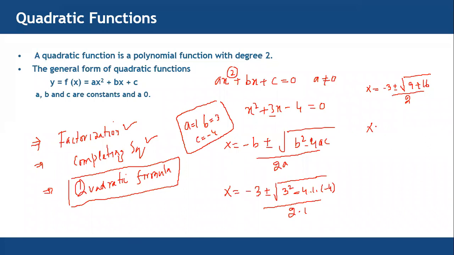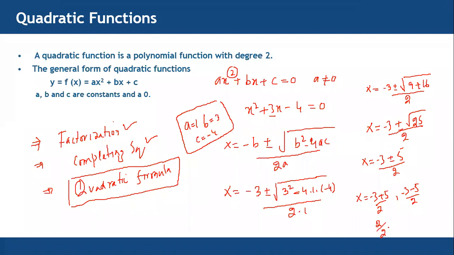x is equal to minus 3 plus minus the square root of 9 plus 16, which is 25, divided by 2. The square root of 25 is plus minus 5, so x is equal to minus 3 plus minus 5 divided by 2. Now you can write separately: first, minus 3 plus 5 divided by 2, and second, minus 3 minus 5 divided by 2. Minus 3 plus 5 equals 2.